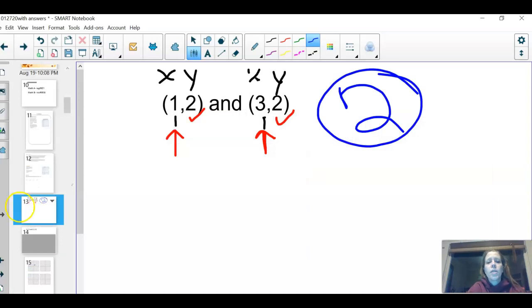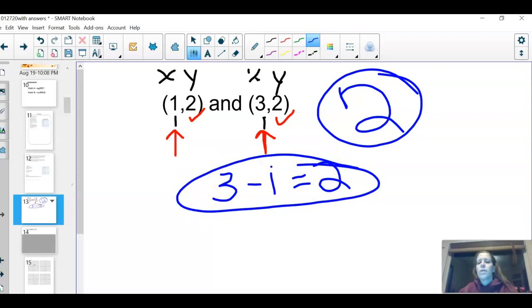So I am going to take the 3 and the 1 and I'm going to subtract them. And then the answer is 2. So if you got 2, you were correct.